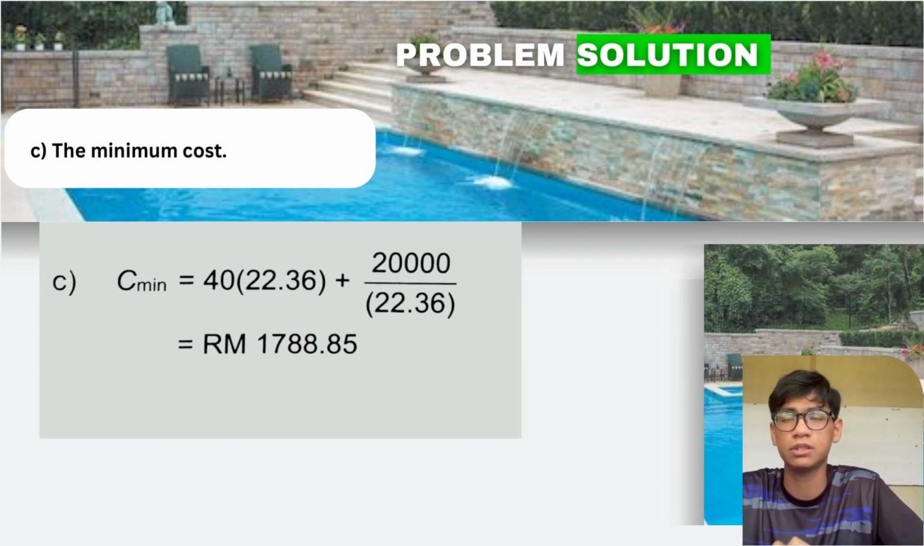In order to find the minimum cost, we have to use the equation C that we got from question A, and then we substitute x with 22.36. So just write C min equals 40 in brackets 22.36 plus 20,000 over 22.36 in brackets, and the answer that we will get is RM1,788.85. That's all from me.